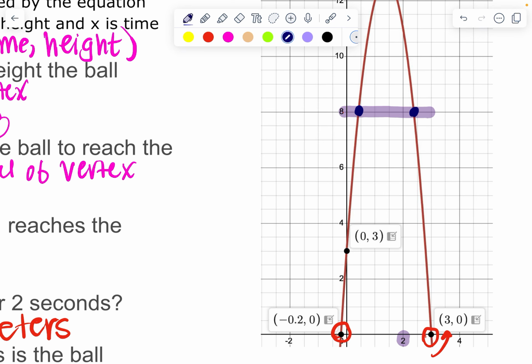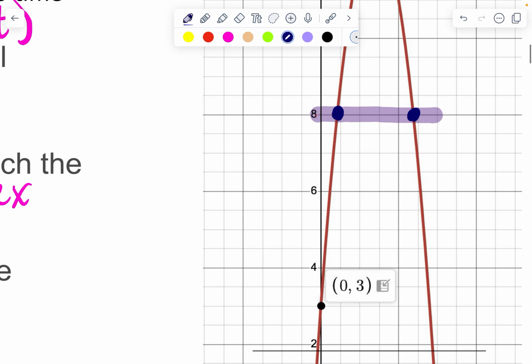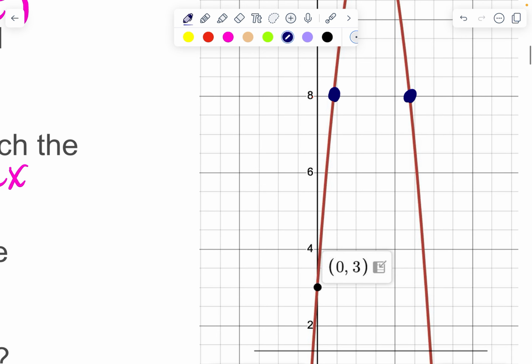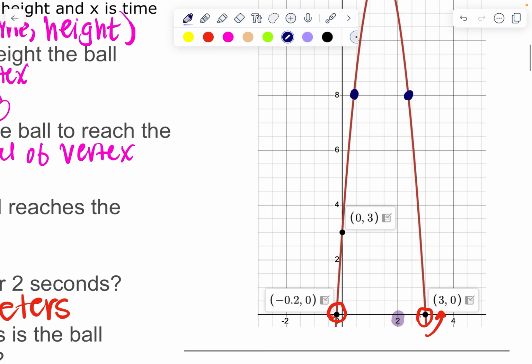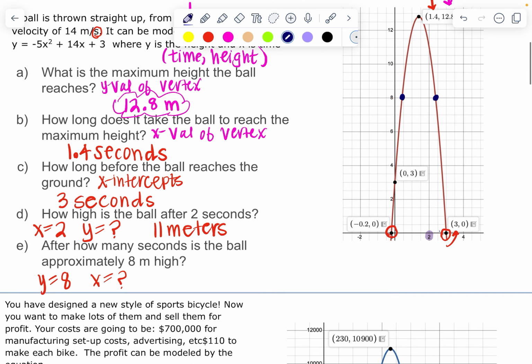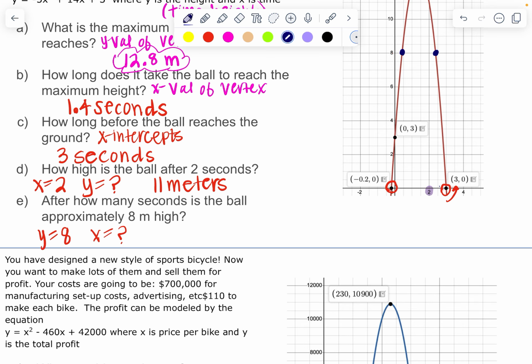The first time is about a half a second, I would say. Maybe almost about 1 second. We'll say approximately 1 second and approximately 2.5 seconds. We're going to say approximately, though, because it's not exact. Or we can say about 1 second and 2.5 seconds.